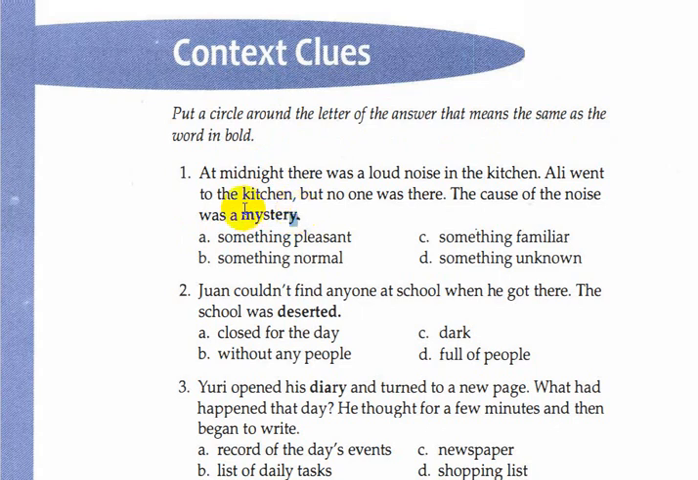For example, what is the meaning of mystery? A, B, C or D. So you have to circle one of them that means the same.